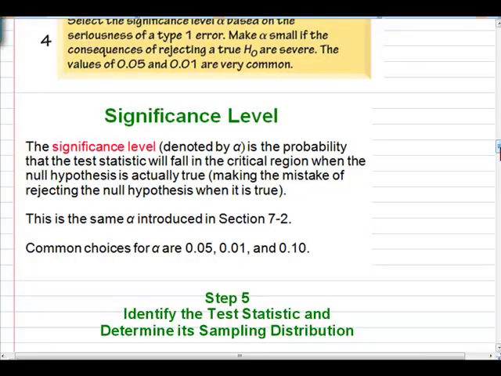Significance level. The significance level, denoted by alpha, is the probability that the test statistic will fall in the critical region when the null hypothesis is actually true, making the mistake of rejecting the null hypothesis when it's true. This is the same alpha that we used in 7.2. Common choices for alpha are 0.05, 0.01, and 0.10. If you're not told what the significance level is, assume it's 0.05, just like we did in Chapter 7.